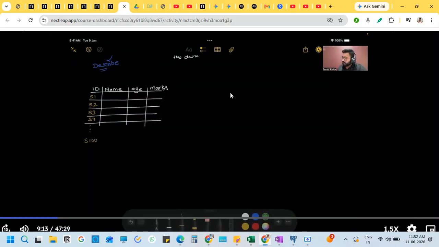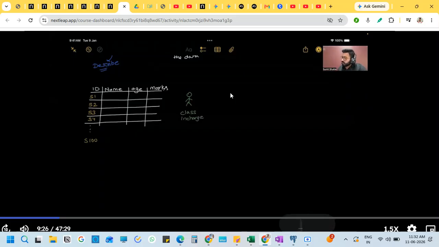Let's say this is a data, again, the similar data: ID, name, age, and marks. Again, we have a few rows. Let's say we have the data points. So student 1, student 2, student 3, student 4, and so on. Now let's say I have some 100 students. Now I have the data of 100 students, and let's say this is my class in charge.